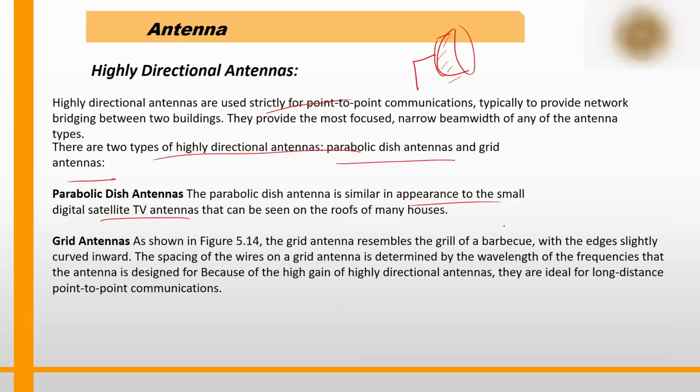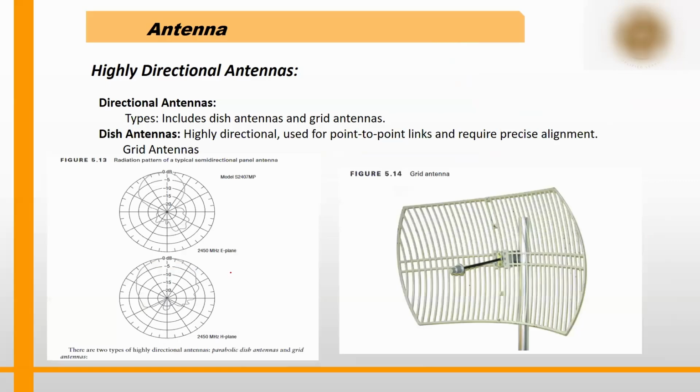Grid antennas are kind of like a barbecue grill with the edges slightly curved, and there will be spaces. The spacing of wires on a grid antenna is determined by the wavelength. Here you can check out the grid antenna. This is how the grid antenna looks. There is a space in between.